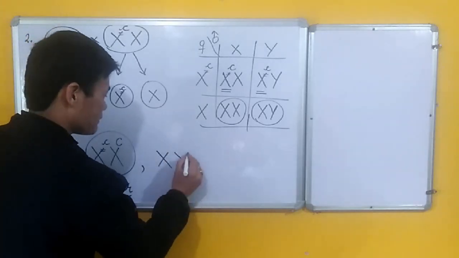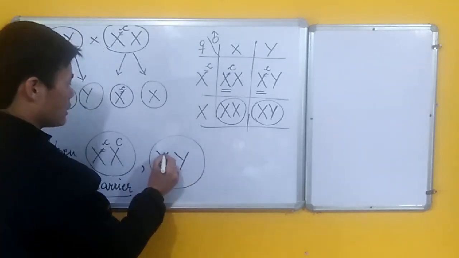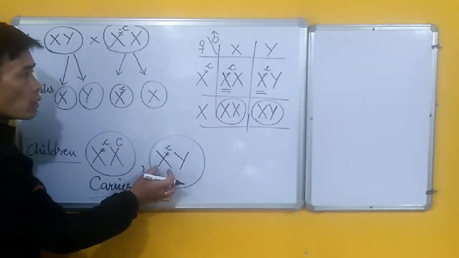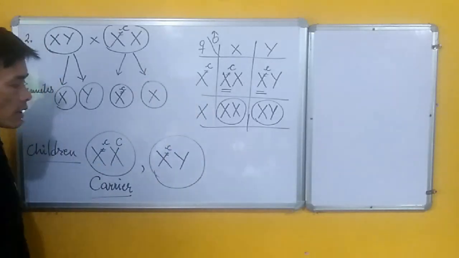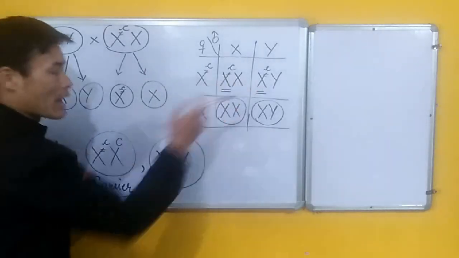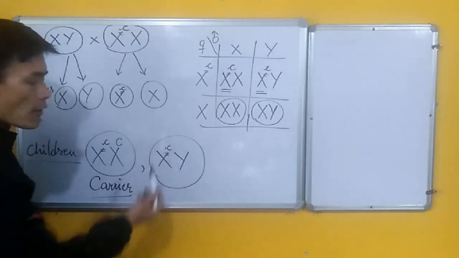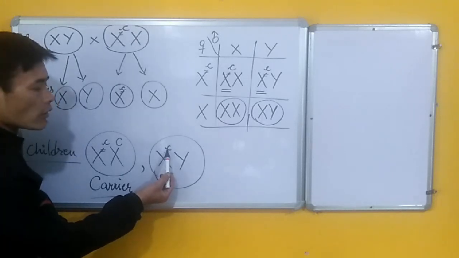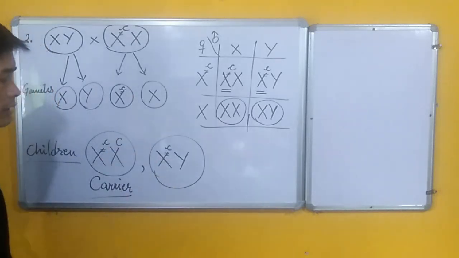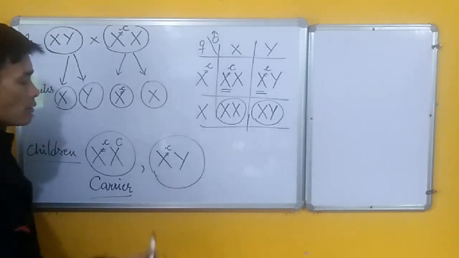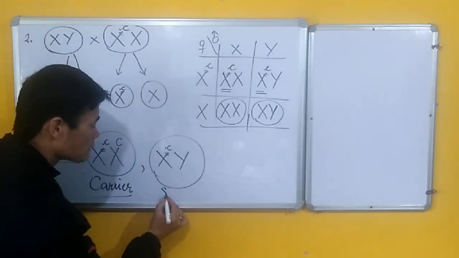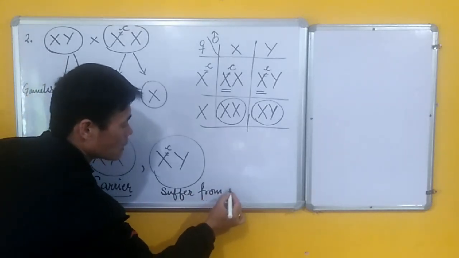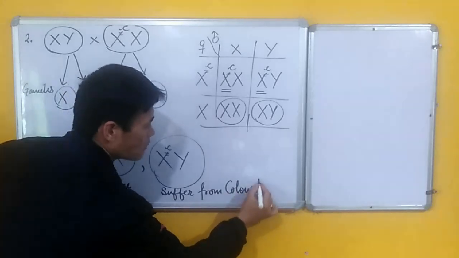The male child receives his X chromosome from the mother. And that X chromosome that he has derived from the mother, unfortunately, is carrying a recessive gene for color blindness. Hence, this male child will suffer from color blindness.